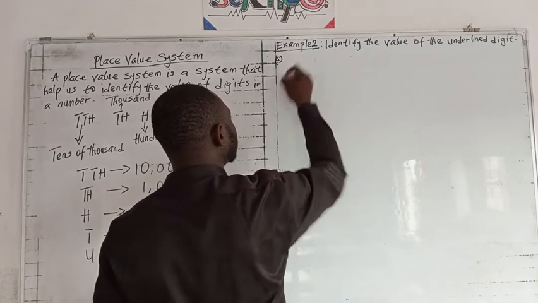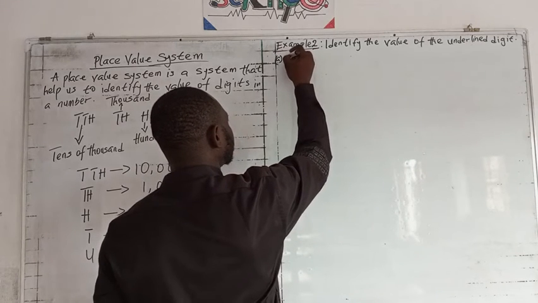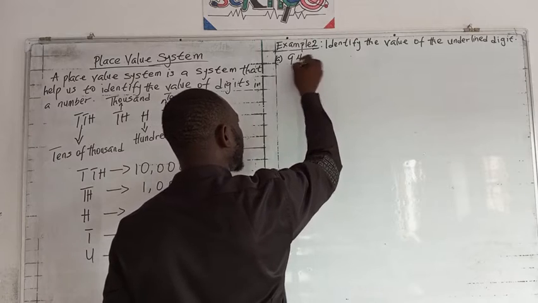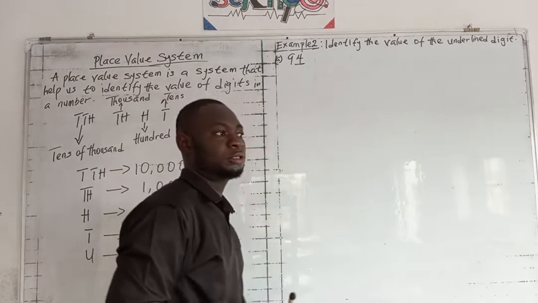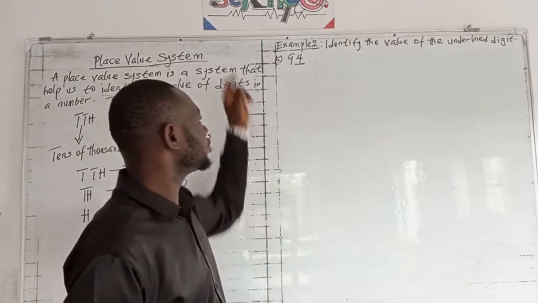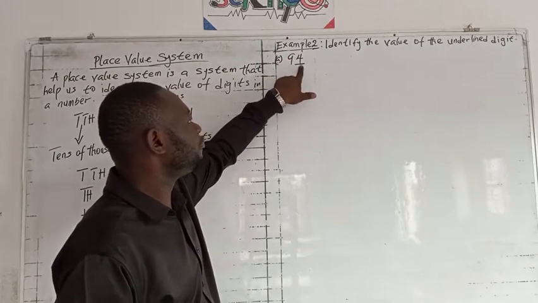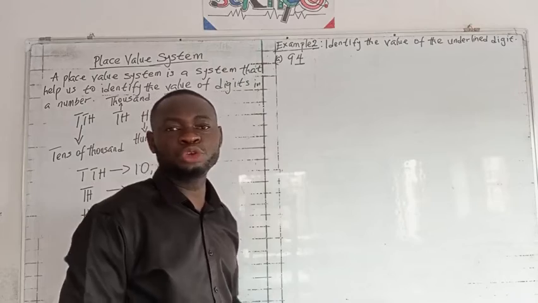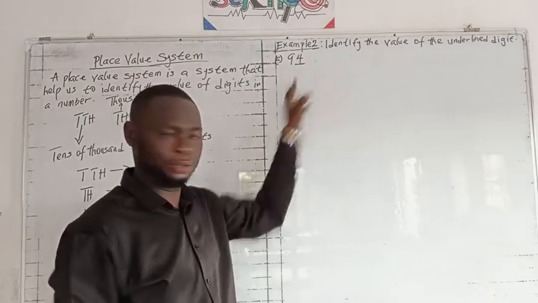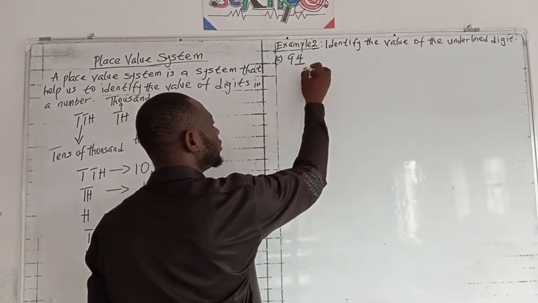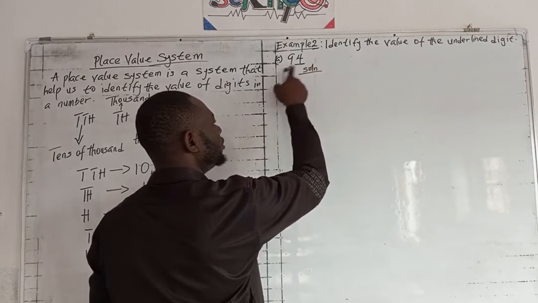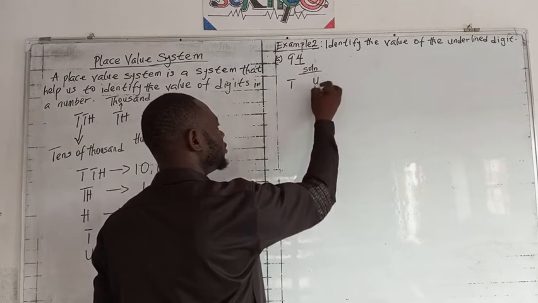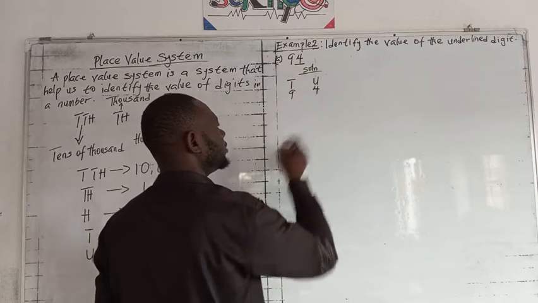First example, let's say we have 94 and 4 is underlined. So in this question, it asks us to identify what? The value of 4 in 94. Okay? So the first thing we do is we arrange 94 in place value. Let's look at it. How many digits? 2. So we have tens and units. 4 units, 9 tens.